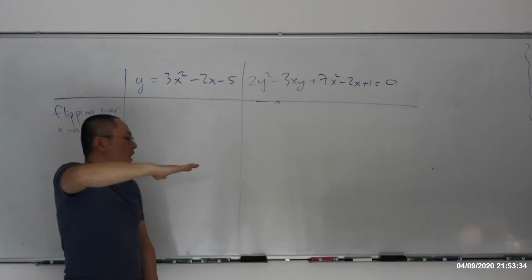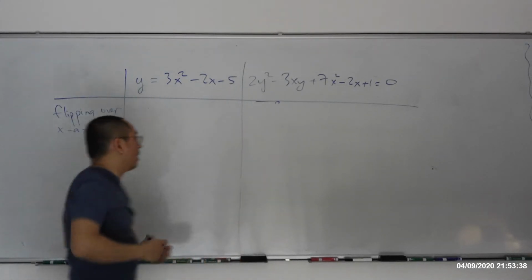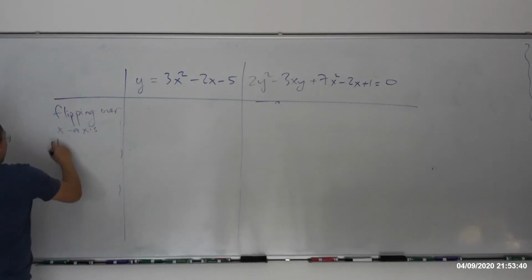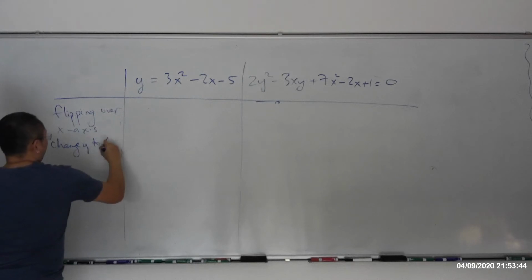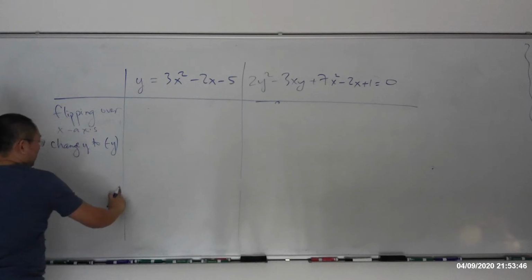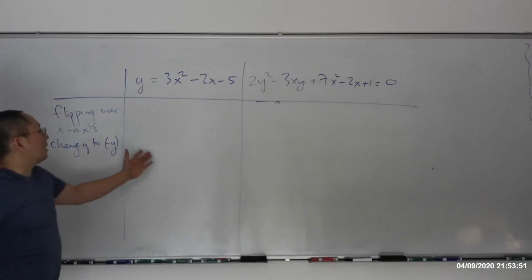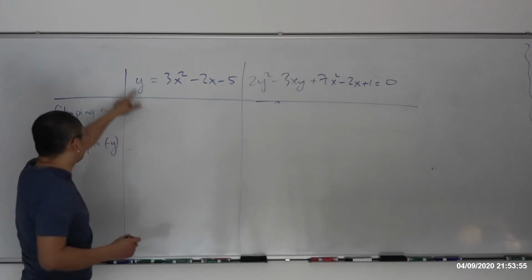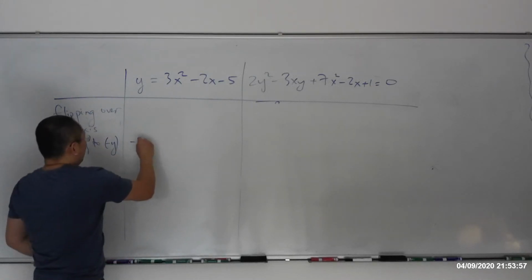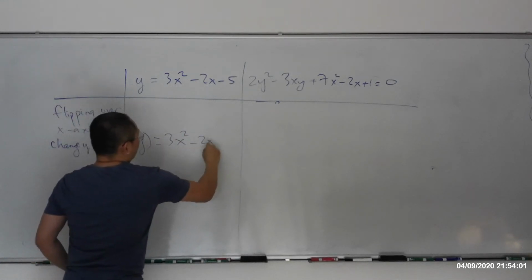What do we change now? What are we changing in here? We change y to negative y. Okay? You change y to negative y. And that will give you a new graph, new equation, of course, new graph, upside down from the original one. So whenever I see a letter y, I'll change to negative y. Equal to 3x squared minus 2x minus 5.